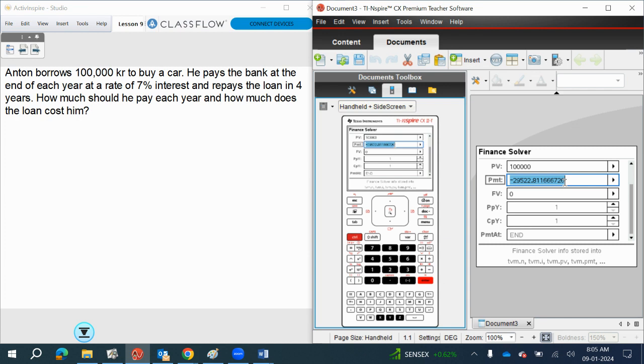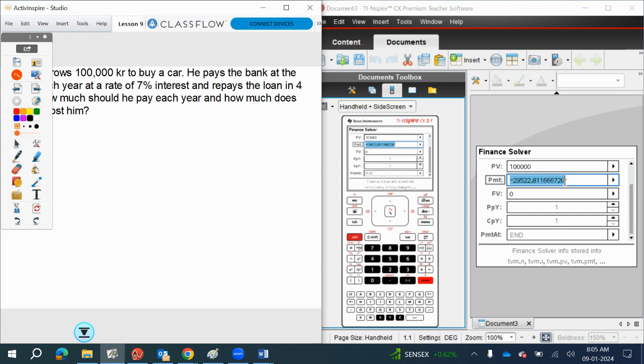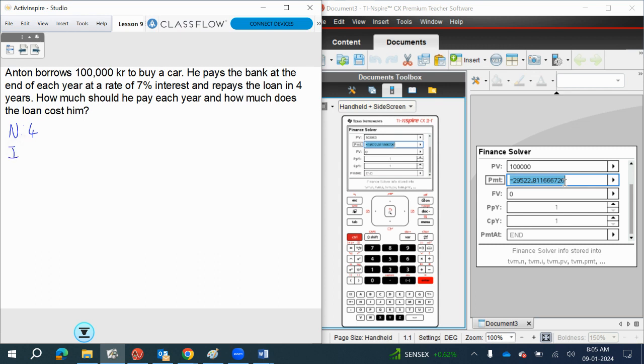So let's write down our method. We've got n is equal to 4. Interest rate is equal to 7. The present value is 100,000. The future value is going to be 0. Payments per year, 1. Compounding periods per year is 1. This gives us a payment of minus 29,522.81.